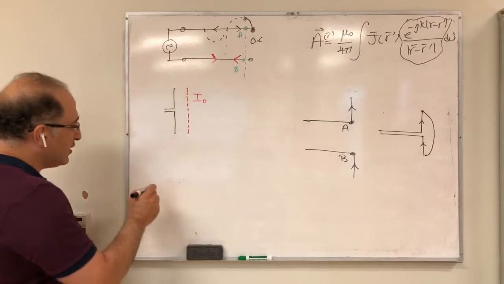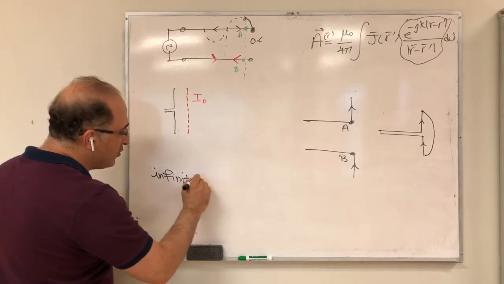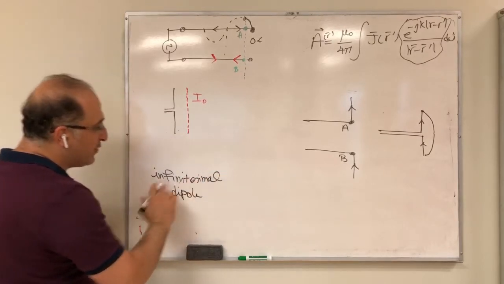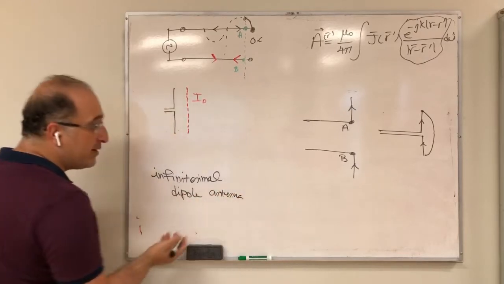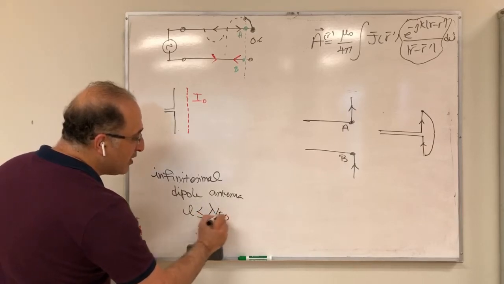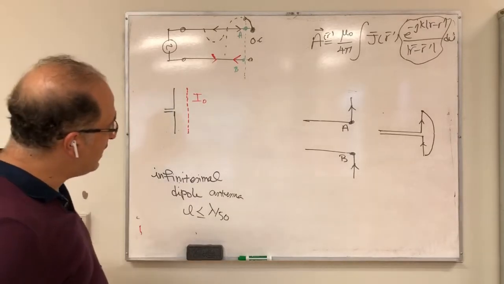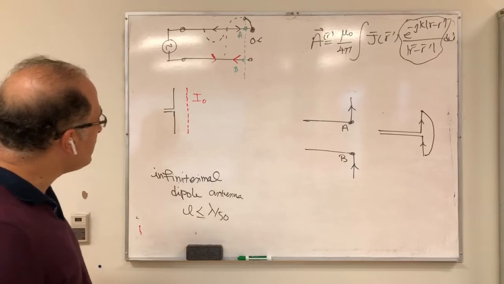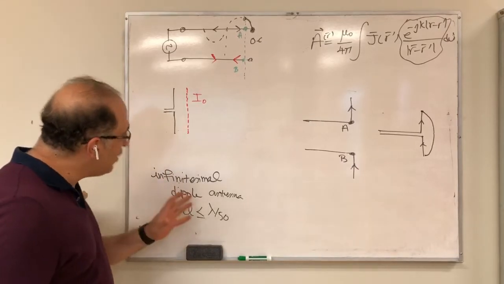I'm going to tell you a couple of reasons later on why we're using this type of dipole antenna. So for the infinitesimal dipole antenna, we assume its length is very tiny. For example, length less than lambda by 50. This is the total length. Lambda is the wavelength, so it's smaller than lambda by 50. So it's very tiny.